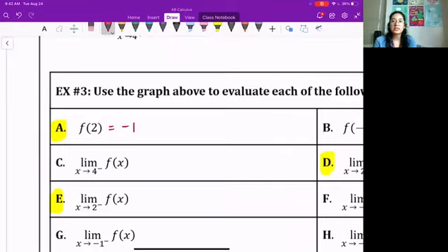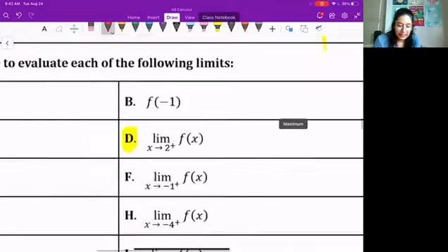Again, this part A had absolutely nothing to do with calculus. This was an algebra 1 question. It's not even going to affect my later calculus answers. This is its own separate thing. Okay, let's go to part D.